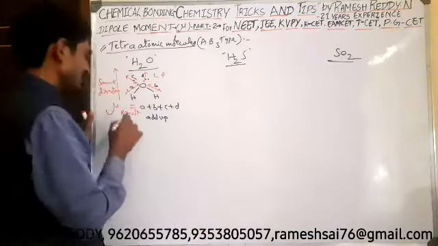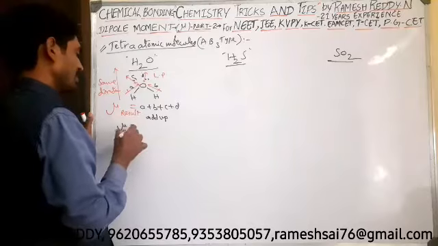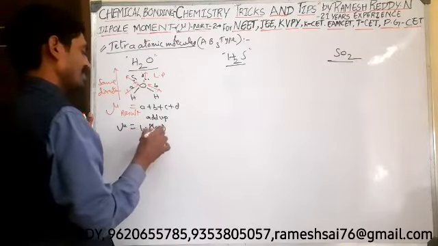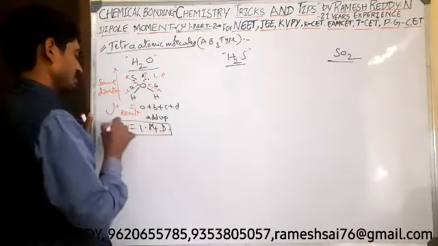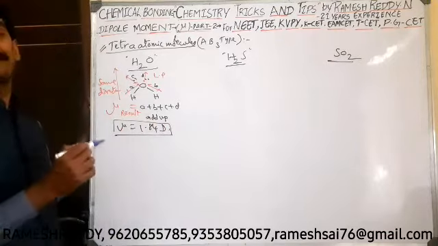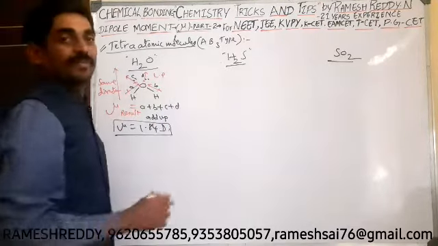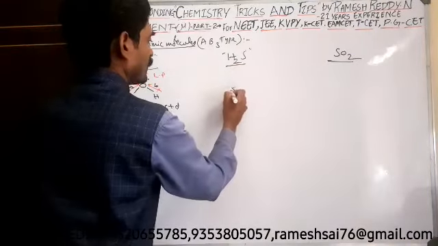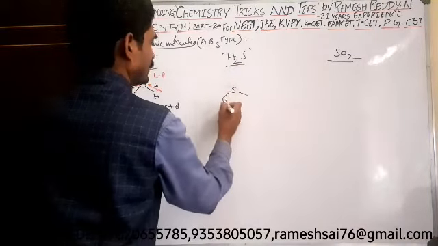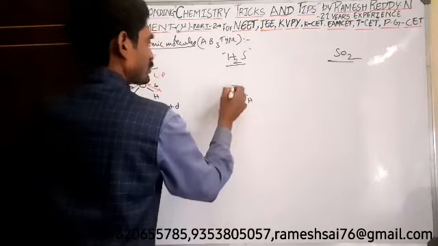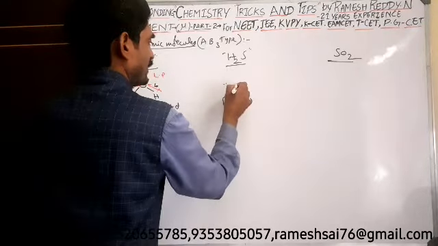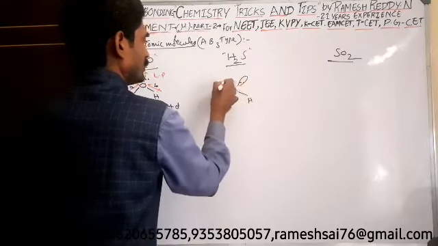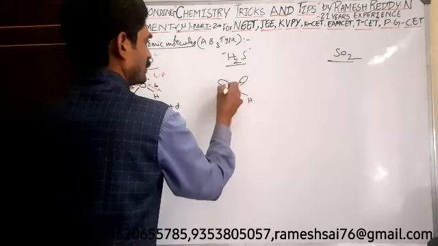There is some value. For the water molecule, this is 1.84 Debye. This is the dipole moment of the H2O molecule, right? Then we go to the H2S molecule. Here the central atom is sulfur, two hydrogens are there, and sulfur has two lone pairs of electrons.